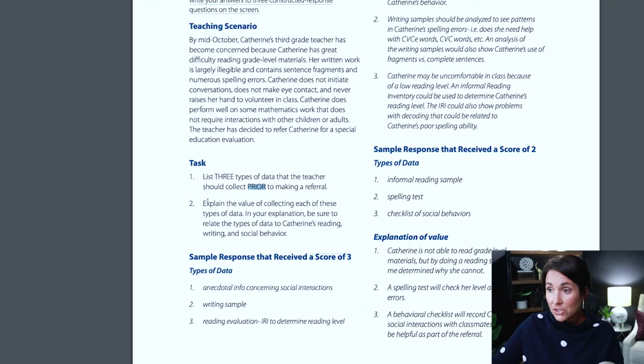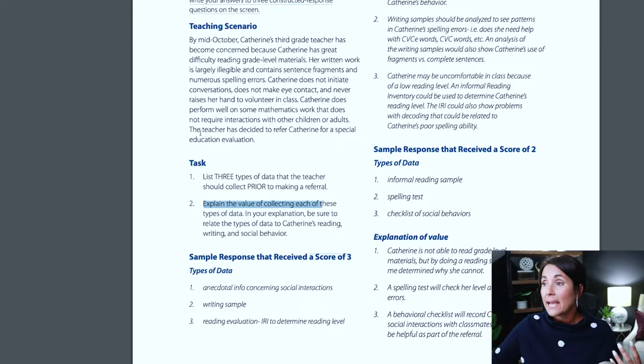Then the second part of the question is explain the value of collecting each of these types of data. All right, so that is very important. Not only am I going to have to name the data that I need, but then I have to explain why would I choose that and what will it do? How will it help? What's the importance of collecting that data? All right. Now, let's just take a look.